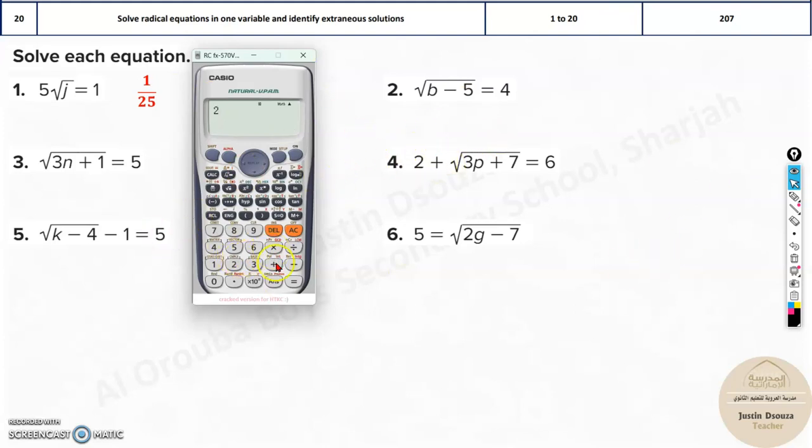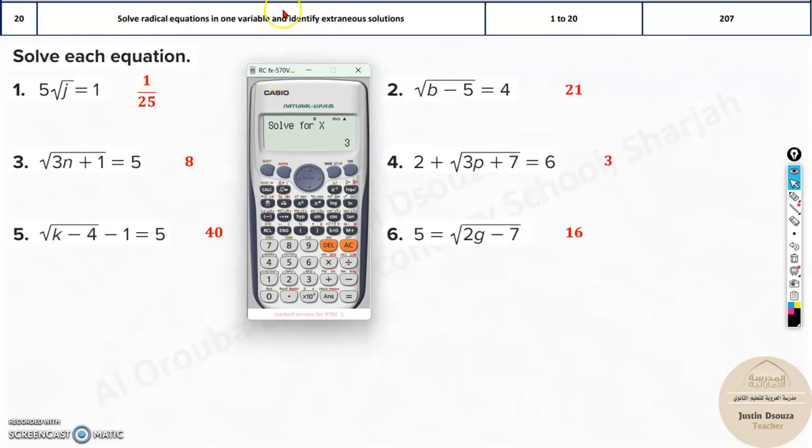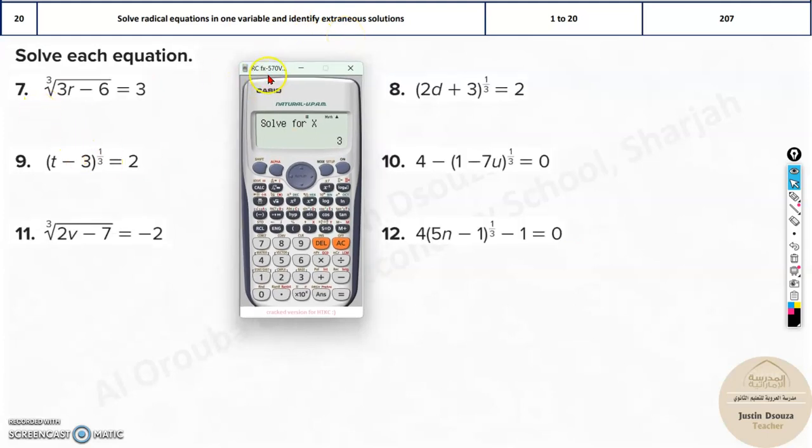Now this is a big one. I'll just do this: 2 plus 3. P is the variable, but we write alpha x as the variable, plus 7 equals 6. And shift and solve, you will get the answer 3. Over here the answer is 3. Same way you can solve the others. It's very, very simple. There is no extraneous solution in these. Even over here, it's no problem.